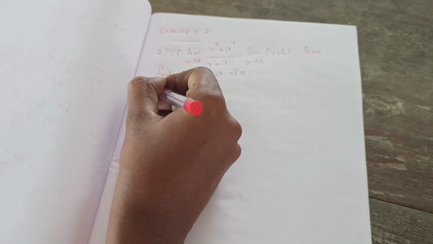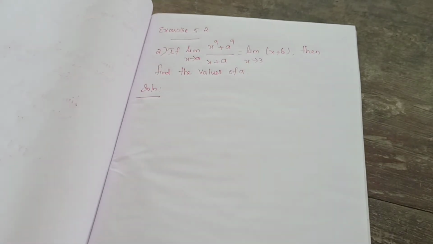Find the values of a. Okay, what do you need to prove? If limit x tends to a, x power 9 plus a power 9 divided by x minus a is equal to limit x tends to 3, x plus 6, we need to find the value of a. Okay, shall we do it? So the first Roman numeral part you need to complete fully. The second Roman numeral part I will do for you.